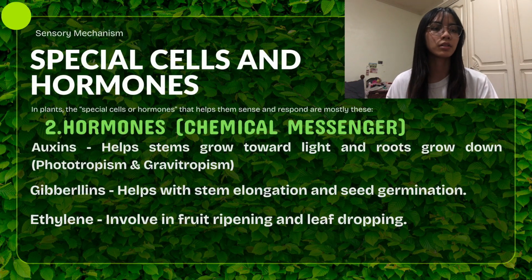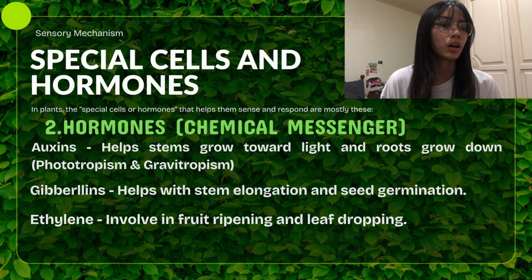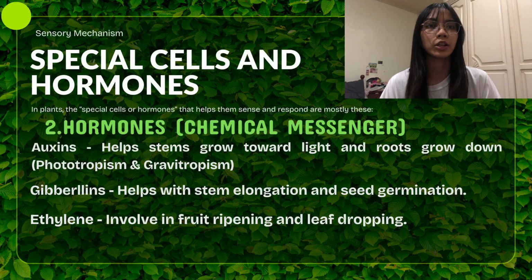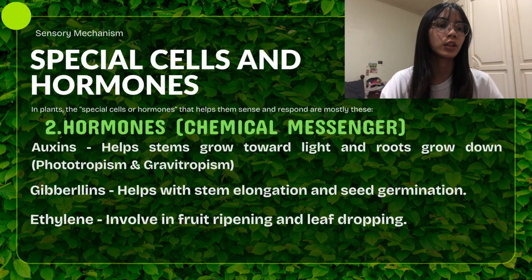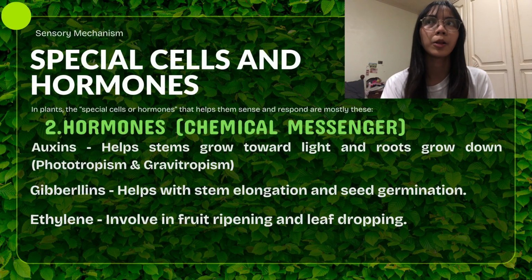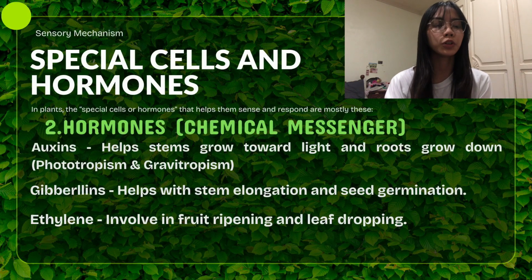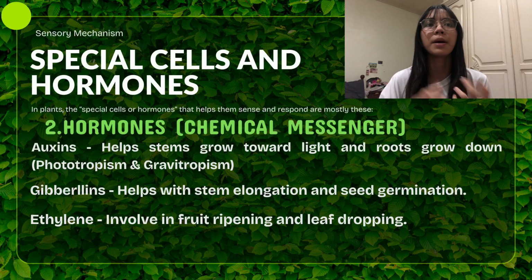And the next is the ethylene. The ethylene is actually a special type of hormone. It is a gas. Ethylene is involved in fruit ripening and leaf dropping. Ethylene helps in fruit ripening, like for example, a banana.